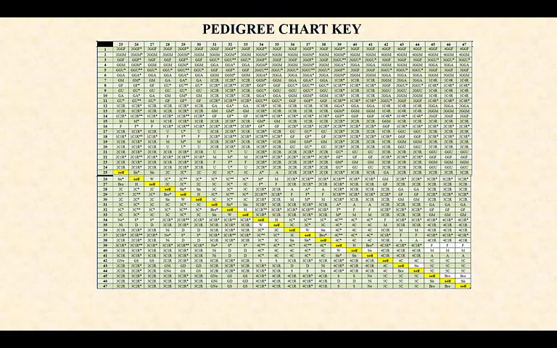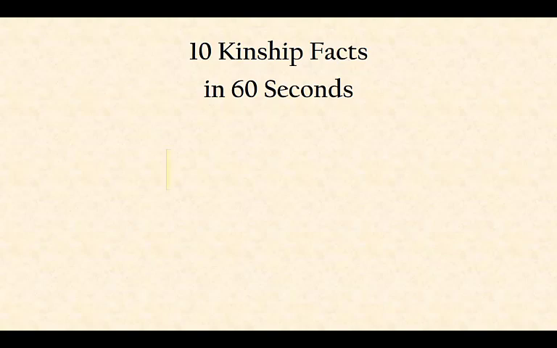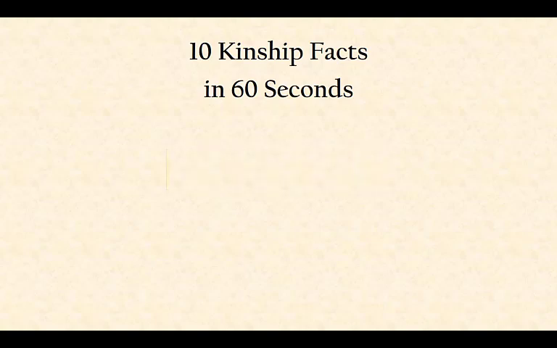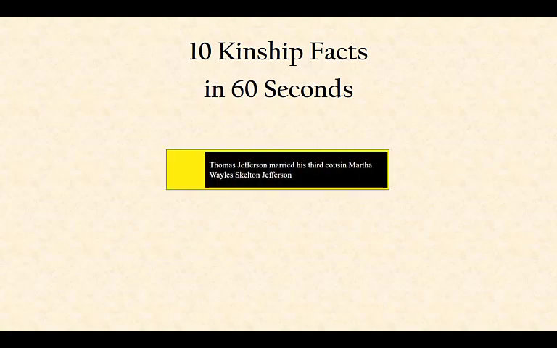Now I'll end here with 10 kinship facts in 60 seconds. So did you know Native American consanguine requirements? Navajo requires a 1/4 relationship, Apache 1/8, and Cherokee and Shawnee any degree. Thomas Jefferson married his third cousin Martha Wayles Skelton Jefferson. The Guinness World Record for most living generations in one family is 7, all women, ages 109, 89, 70, 52, 33, 15, and 0 as in newborn.